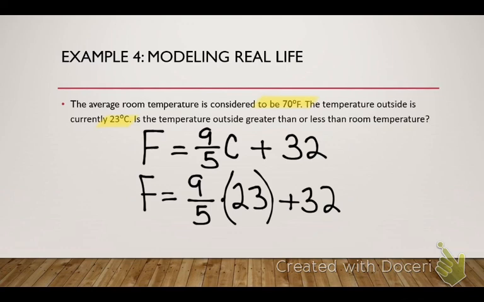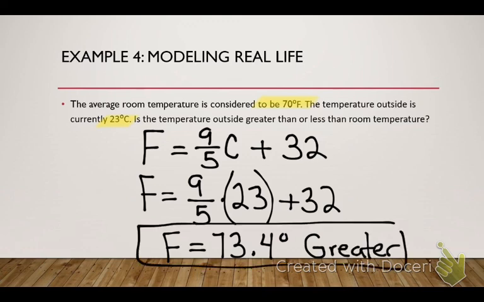Punch it in your calculator. 9/5 times 23 plus 32, all at once. What did you get as Fahrenheit? F equals what? 73.4. Very good. 73.4 degrees. So that is greater than room temperature. Barely, but it is greater. All right, that's a day to open the windows.